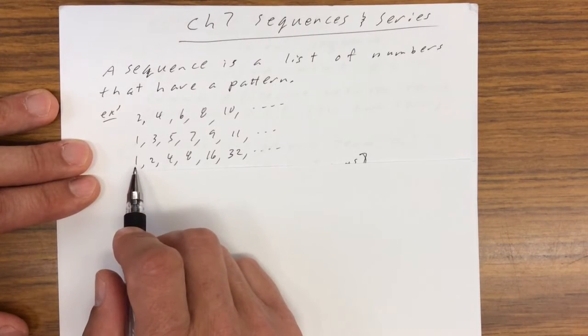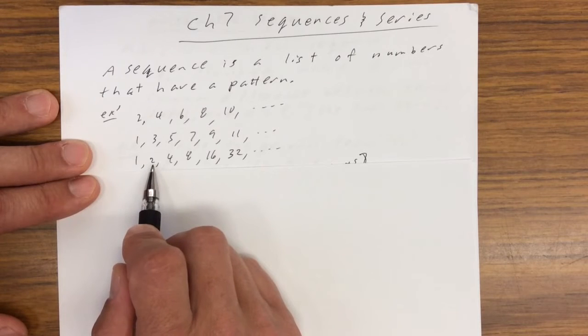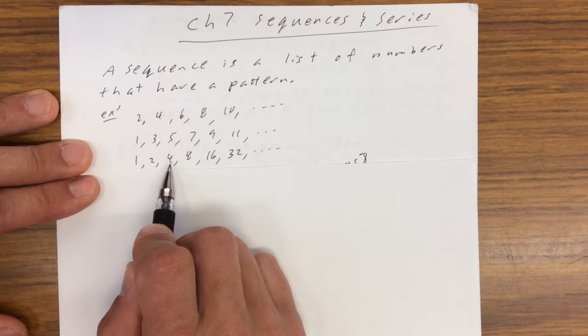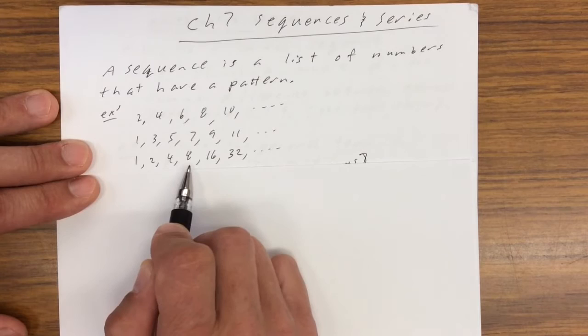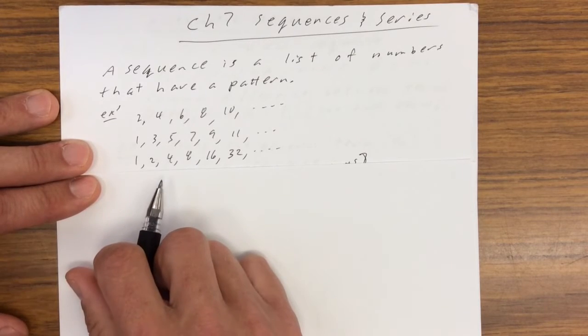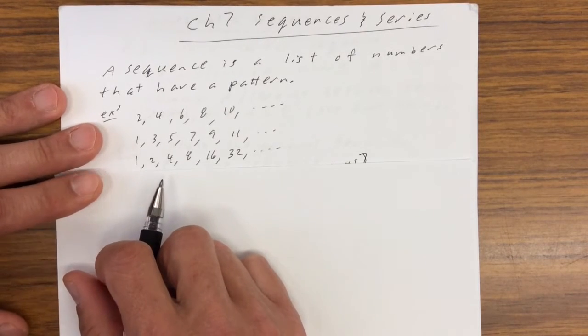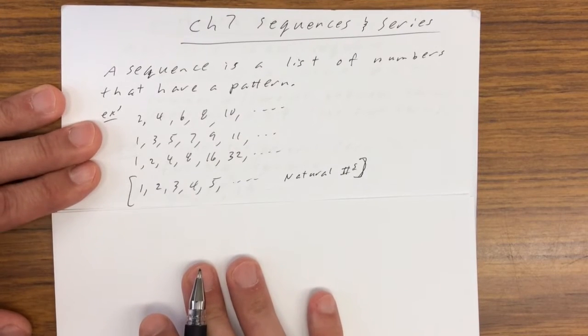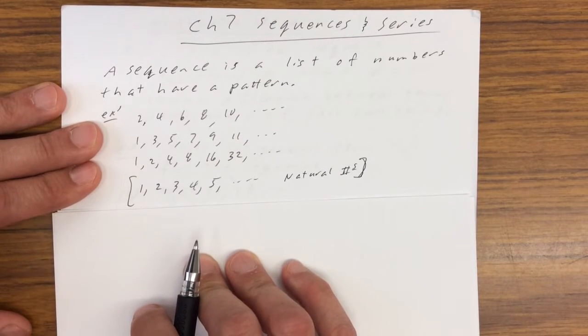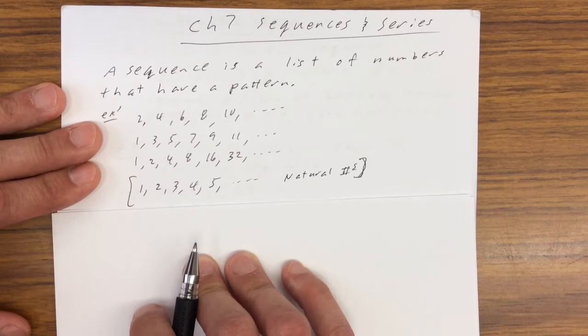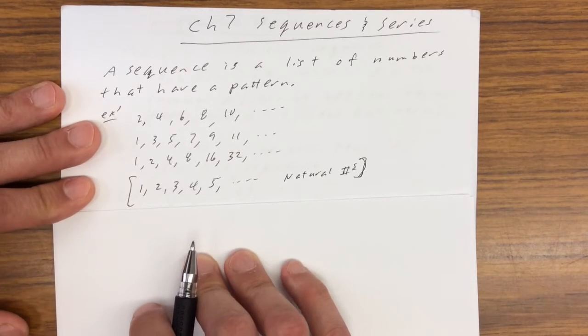So you take the previous number, the first number, multiply it by 2, and then you take 2 multiplied by 2, you get 4. 4 multiplied by 2, you get 8. So that is the pattern with this sequence. And these are all sequences. Now the most natural sequence is this one. 1, 2, 3, 4, 5, 6, 7, 8, 9, 10. That is the natural numbers, and we're going to relate all sequences and series to that sequence.